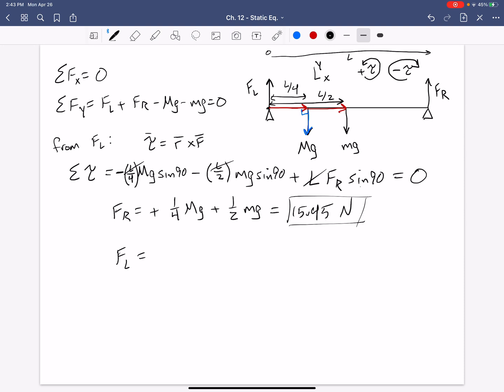Now that we know Fr, we can plug that into the y equation and solve for FL. So bringing these three terms to the other side, we get capital Mg plus lowercase mg minus Fr, okay? And for this, we should get a value of 28.7.